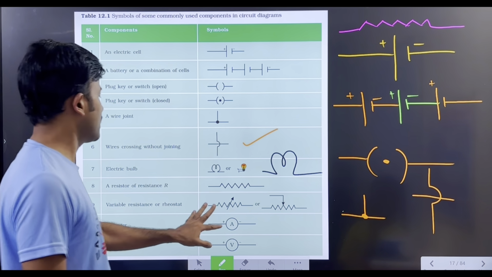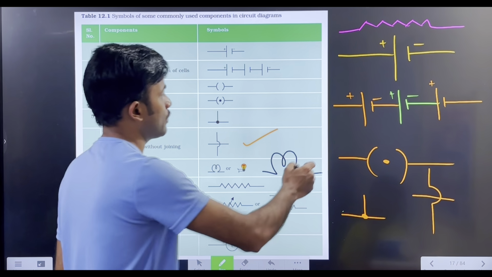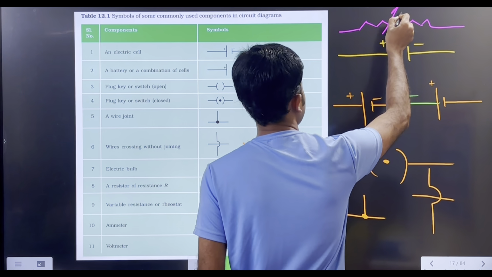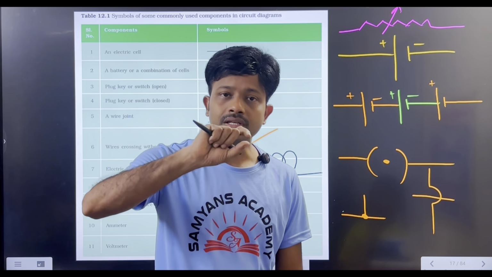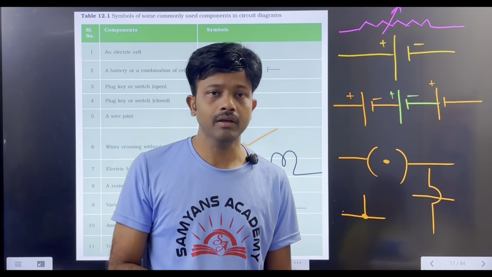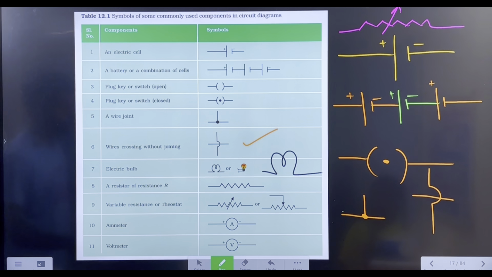Now you see, the symbol of the resistor is like this. And when you put an arrow mark here, this indicates a variable resistor. By using that knob we can change the resistance value. This is a variable resistance, and we also call it a rheostat.